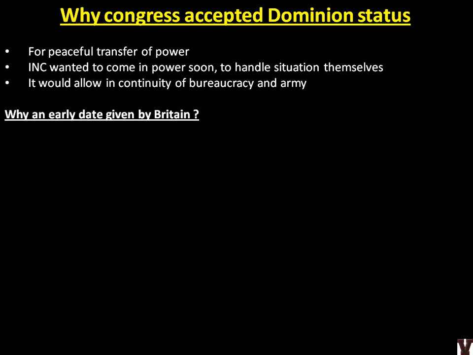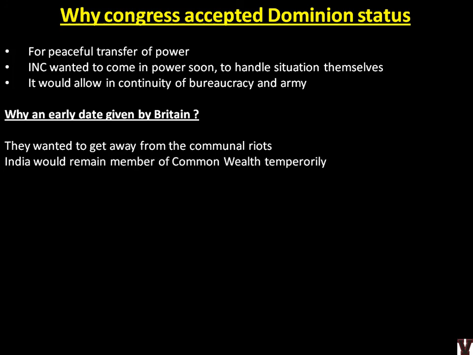Why was an early date given by Britain? They wanted to get away from the communal riots. India would remain a member of the Commonwealth temporarily. So the same reasons apply to Britain as well. Why did they give an earlier date and want to go away? Because they understood that dominion status was now being accepted by Indians. So they thought, okay, quickly apply it and quickly implement it, because if India is a part of the Commonwealth, the British will still have some control over it, not in sovereignty, but at least in terms of trade and all those things. So these are the reasons why Britain gave an early date.